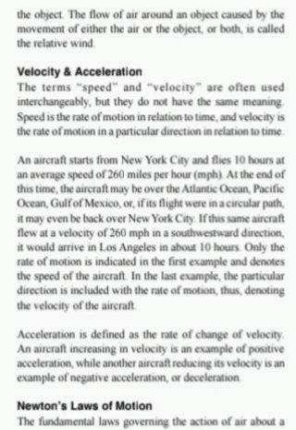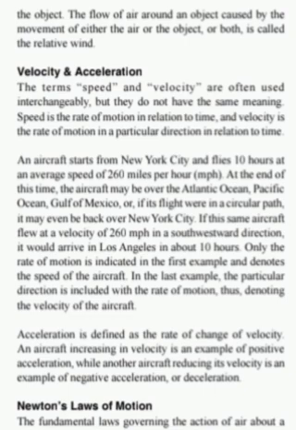An aircraft starts from New York City and flies 10 hours at an average speed of 260 miles per hour. At the end of this time, the aircraft may be over the Atlantic Ocean, Pacific Ocean, Gulf of Mexico, or if its flight were in a circular path, it may even be back over New York City. If the same aircraft flew at a velocity of 260 miles in a southwestward direction, it would arrive in Los Angeles in about 10 hours.